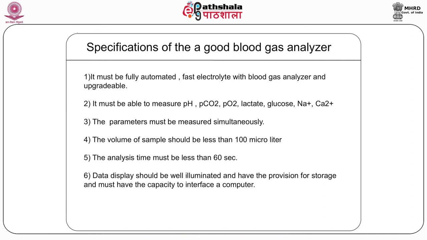Specifications of a good blood gas analyzer. It must be fully automated, a fast electrolyte with blood gas analyzer, and upgradable. It must be able to measure pH, partial pressure of carbon dioxide, partial pressure of oxygen, lactate, glucose, sodium, calcium, and potassium. The parameters must be measured simultaneously. The volume of the sample should be less than 100 microliters. The analysis time must be less than 60 seconds.